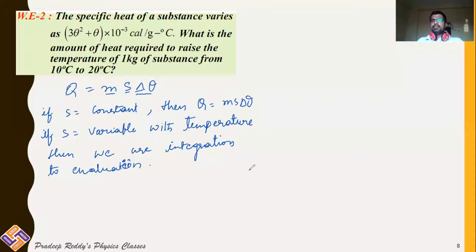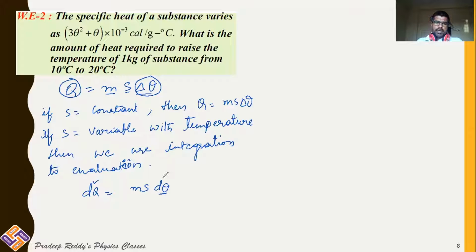We use integration for the evaluation. In this case, I will be considering dQ = m s dθ, where dθ is a very small change in the temperature. For a very small change in the temperature, we require a very small amount of heat energy dQ. For the total change in the temperature Δθ, we require Q amount of heat energy.